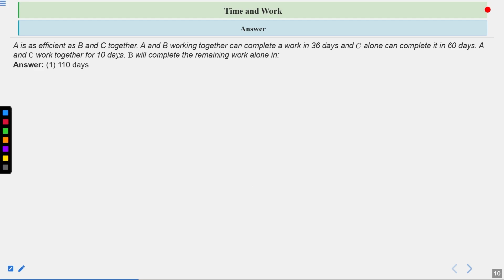So the correct answer of this question is the first one, which is 110 days. Now see the detailed solution of this question.